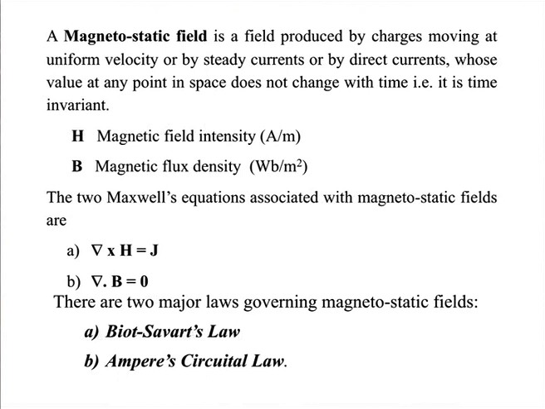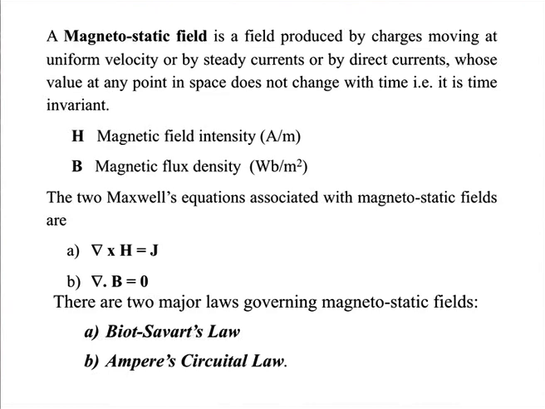The two Maxwell's equations associated with magnetostatics are curl of H is equal to J and del dot B is equal to 0, that is, divergence of magnetic flux density is equal to 0. There are two laws governing magnetostatics. First is the Biot-Savart law, and the second is a special case of the Biot-Savart law, which is Ampere's circuital law.